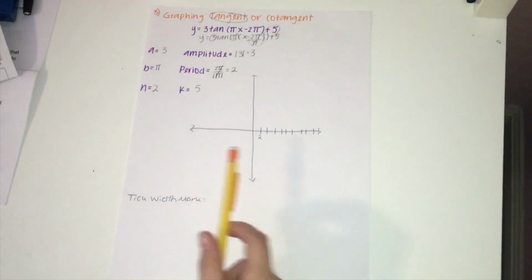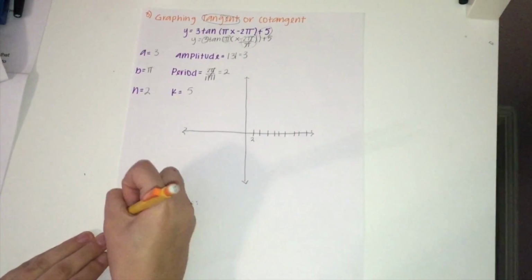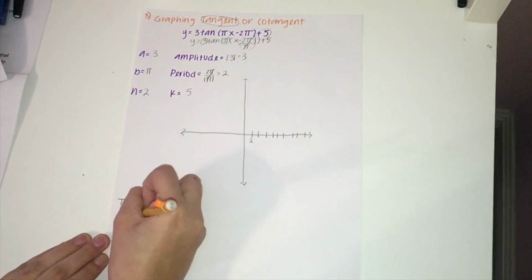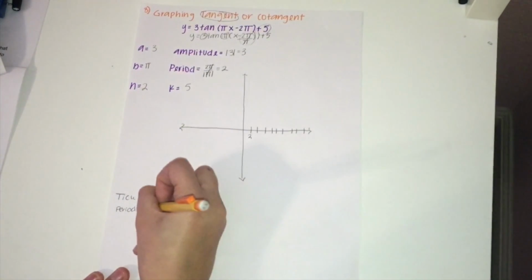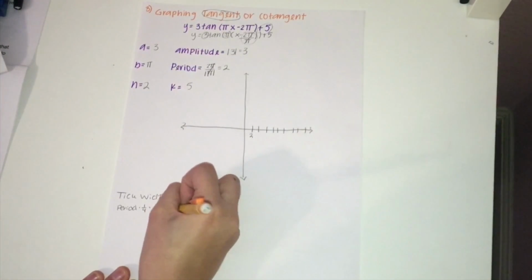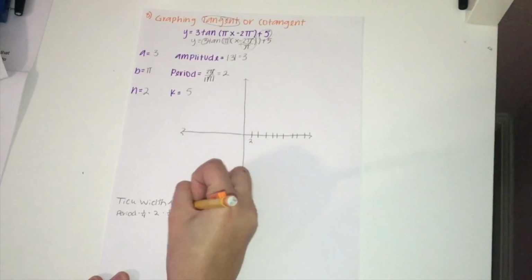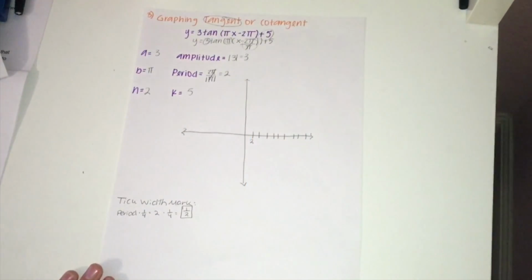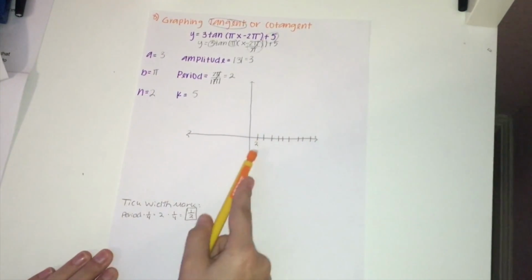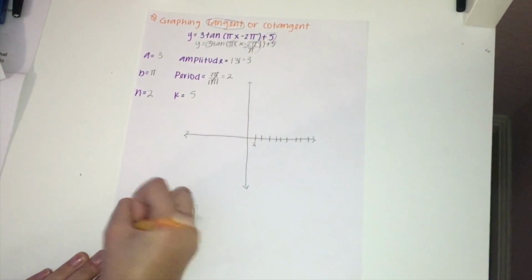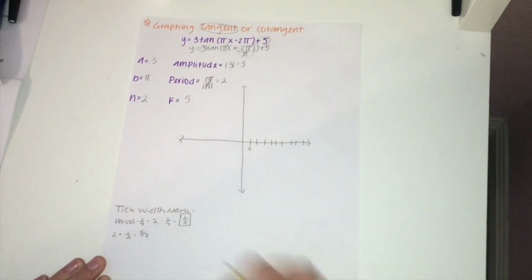Next, to find the rest of the tick marks, you need to find the width in between each mark, and to find that, you take the period and multiply it by 1/4. In this case, the period is 2, which we found earlier, and you multiply that by 1/4, which gets you 1/2. So this says how much space is in between each tick mark. Next, you take your first point, which is 2, and add 1/2, which is 5/2.